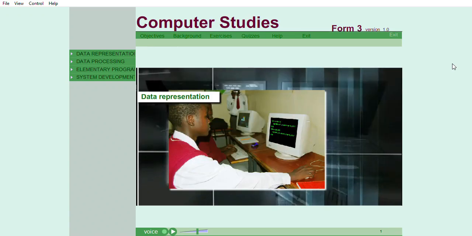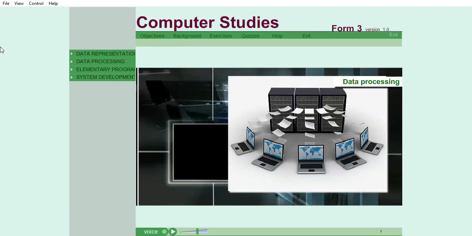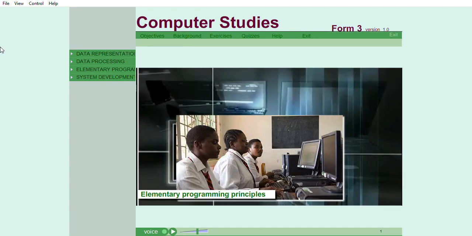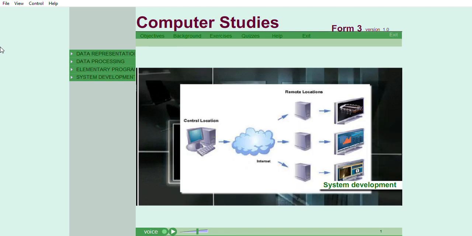Data representation, data processing, elementary programming principles, and system development.